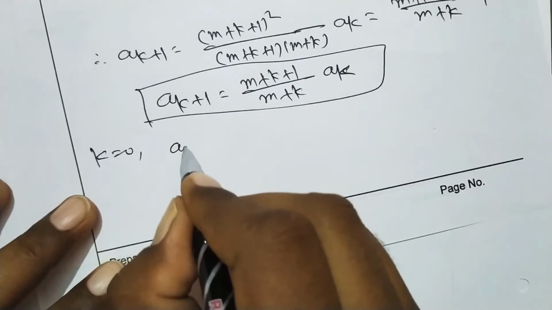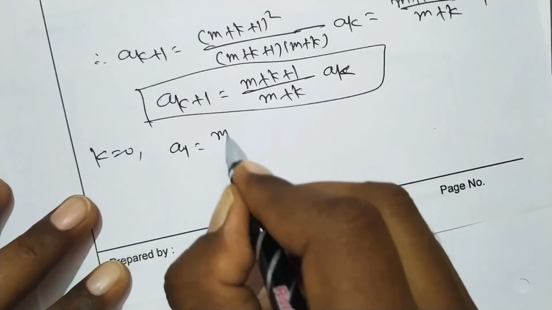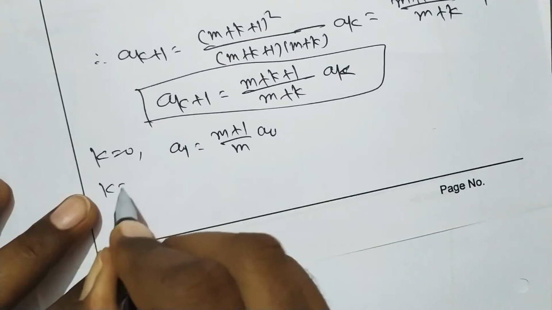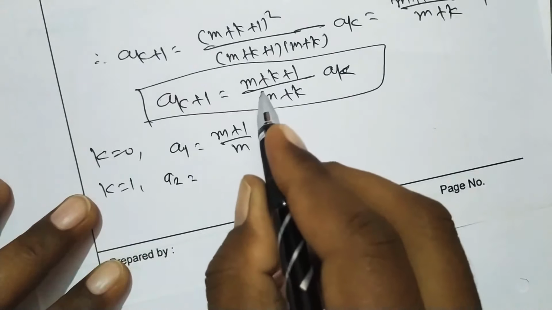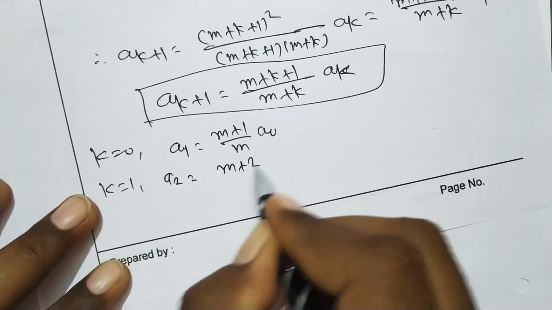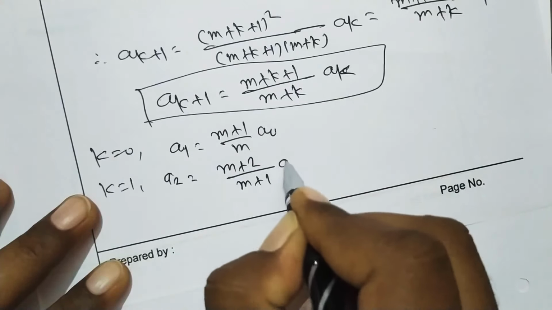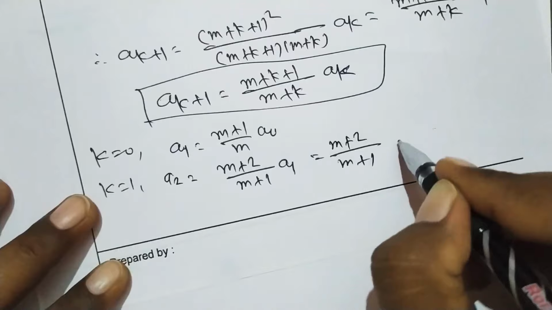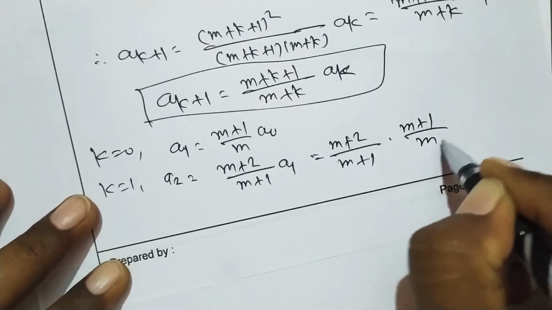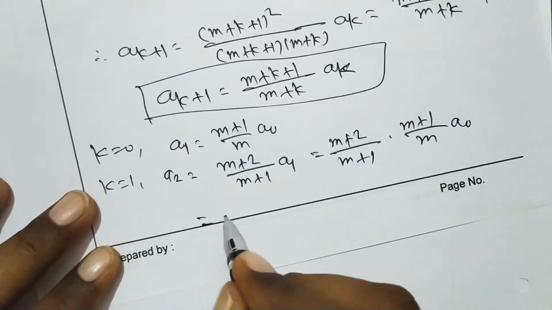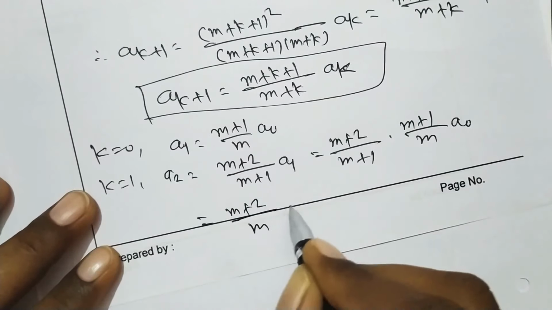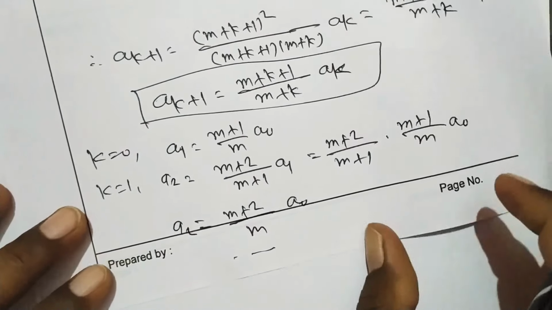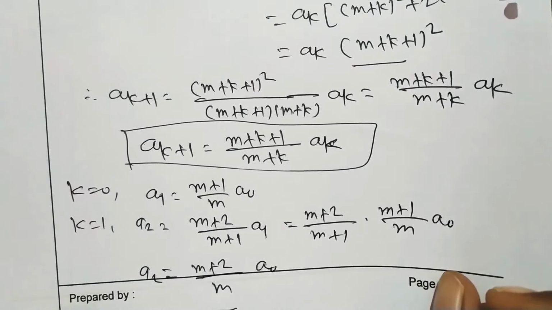So if you take k equal to 0 here, then we will get a1 is equal to m plus 1 upon m into a0. Okay, then if we take k equal to 1, then we will get a2 is equal to, for k equal to 1, m plus 2 upon m plus 1 into a1, is equal to m plus 2 upon m plus 1 into a1, whose value is m plus 1 upon m into a0. So this m plus 1 gets cancelled, that is m plus 2 upon m into a0. So this is the value of a2 and so on. Okay, now so this is a1, a2.